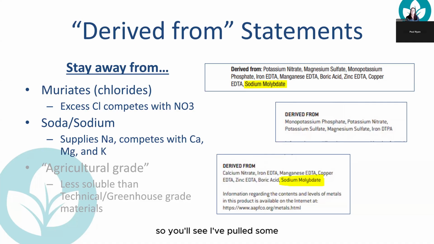So you'll see I've pulled some derived-from statements from some other fertilizer labels. These are just examples of what you might see on a fertilizer label as you're shopping around. And there are two here that use sodium molybdate as their raw material to supply molybdenum.